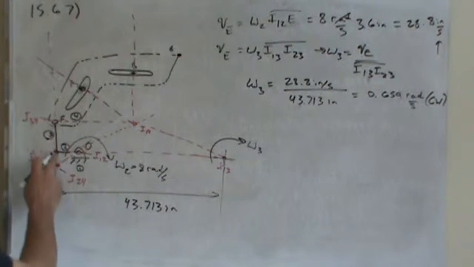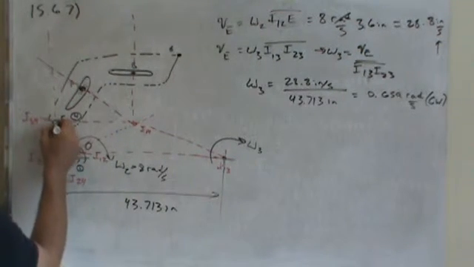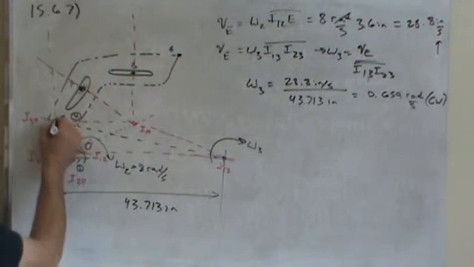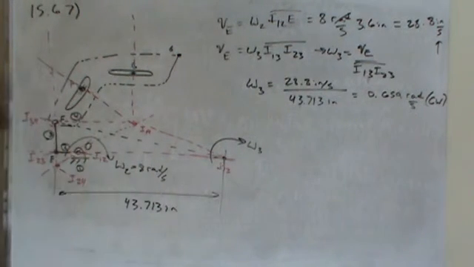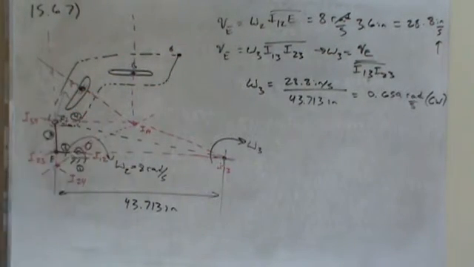So that takes care of point E. Now we can find the velocity of point F. Notice what we would do is just drop a straight line from I13 to F, and then the velocity of point F would be perpendicular to that line.